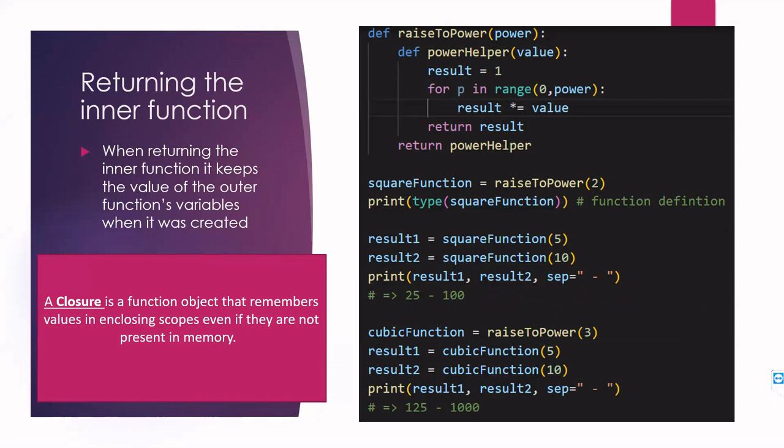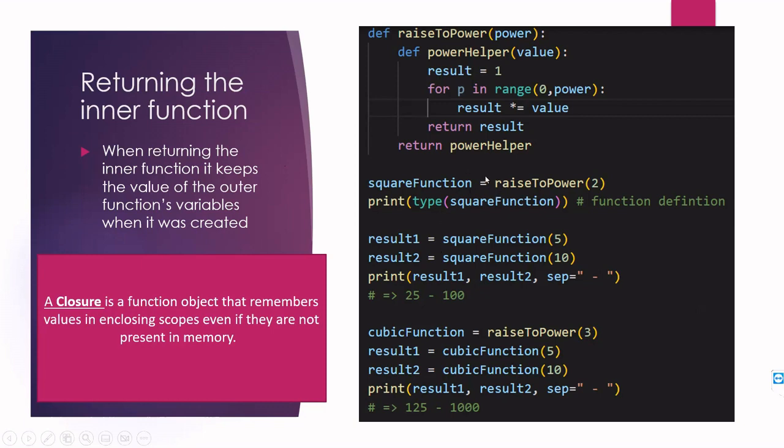I'm confused why the cubic function pointed to the helper function. Is it because raise to power has a return value of helper? It has returned the reference. So when you return something here, you return the value inside that variable, the address. So cubic function was assigned from raise to power, but raise to power has a return value of helper. So it's pointing to the same thing as helper.